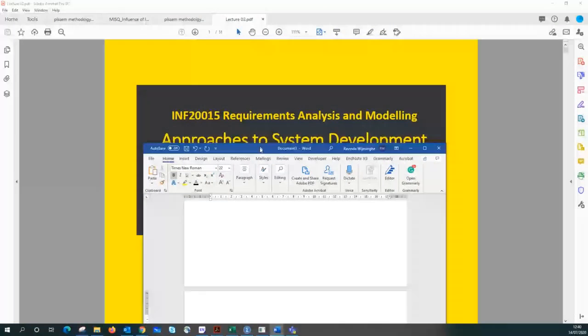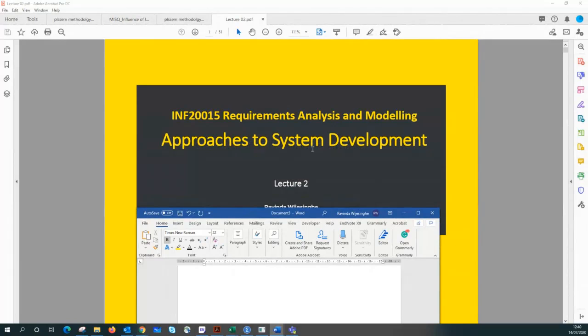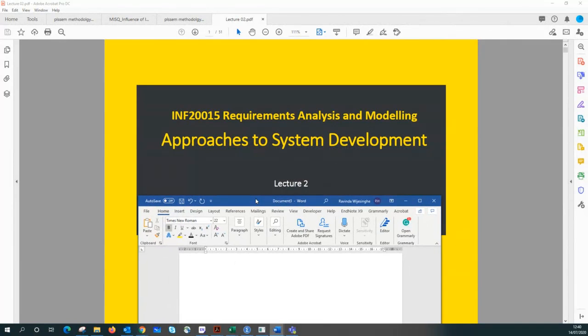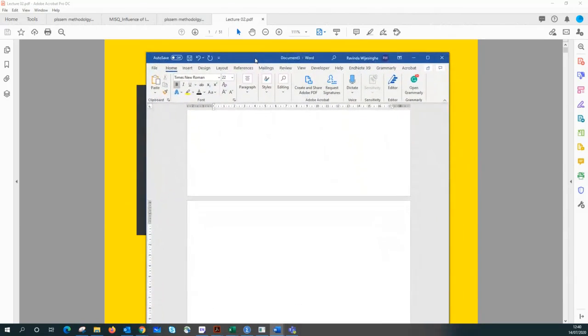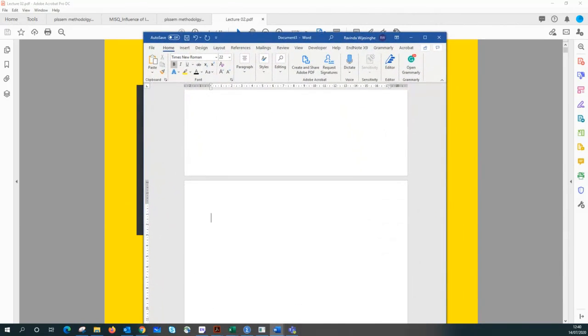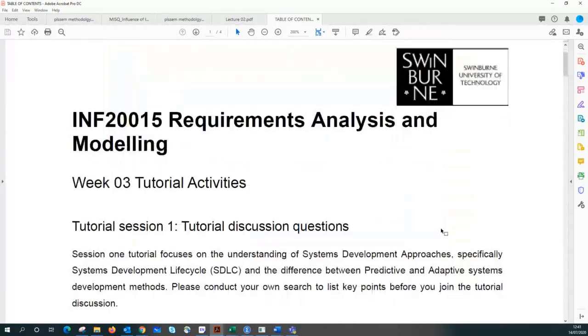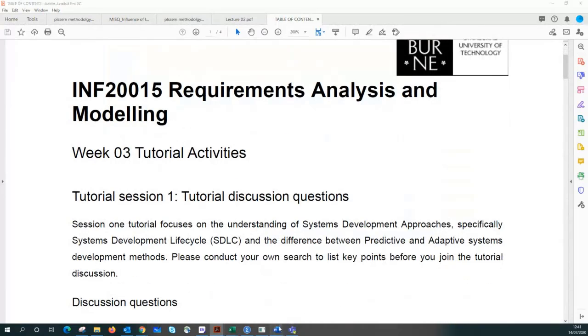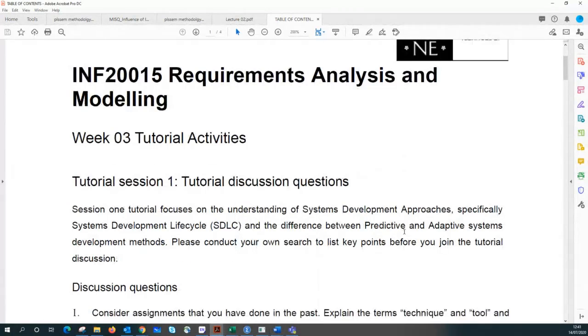Tutorial basically focuses on the week 2 lecture, approaches to system development. I just loaded that in case I need some assistance. Okay, so let me take the tutorial file first. So this is the tutorial we need to do today.